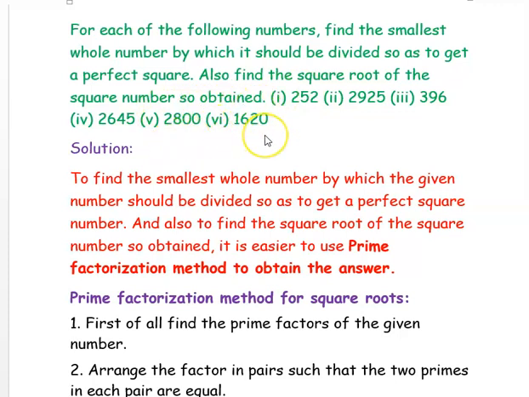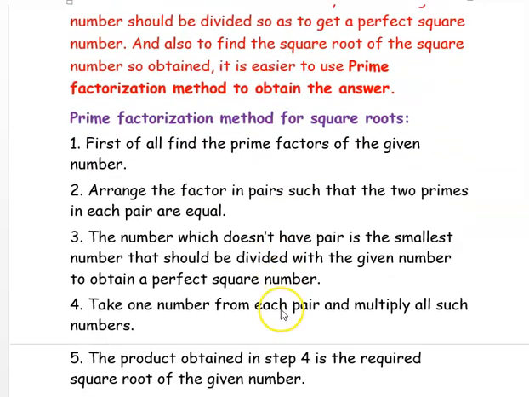Okay, so they are given with 6 numbers. First we'll see what is given, what to find, and what is the method we want to use. So you are given a whole number. We want to find the smallest whole number by which the given number should be divided to make it a perfect square number, and also we want to find the square root of the number so obtained. For all these processes, it's easier to use the prime factorization method to obtain the answer.